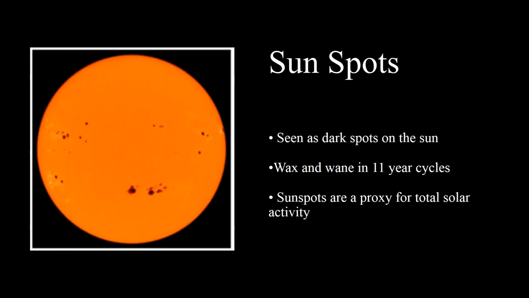In order to understand grand solar minimum, you have to understand the sunspot cycle. What are sunspots? Sunspots are dark spots seen on the sun, and when they're present, they indicate that the sun is more active than when the sunspots are absent. These sunspots can be observed with telescopes, and they wax and wane in 11-year cycles. And these sunspots are a proxy for total solar activity.